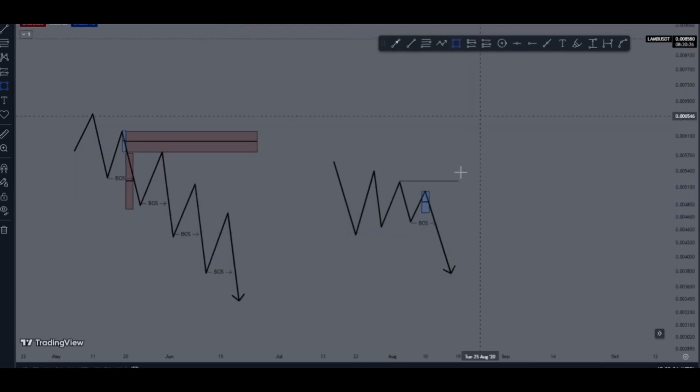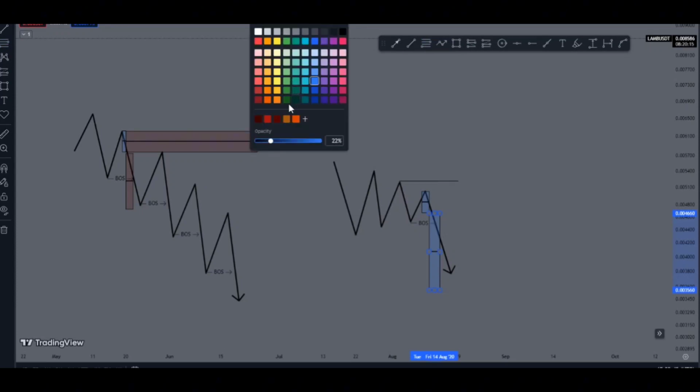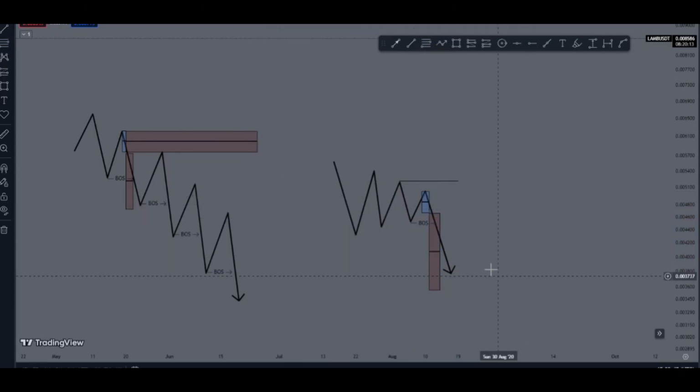So let me make a huge bearish candle. We are going to mark our zone with the last bullish candle, like what we did here. We are going to mark our zone like this, our sell zone like this. Then we set our trade.